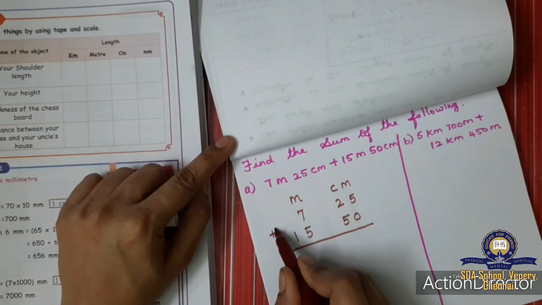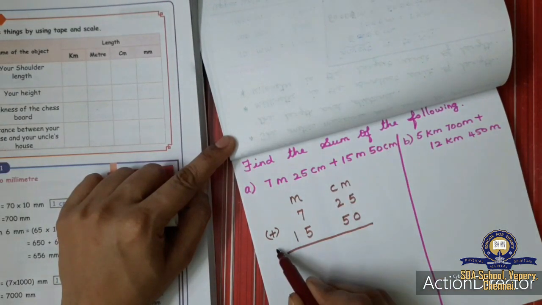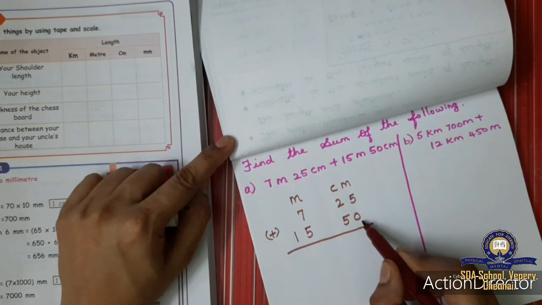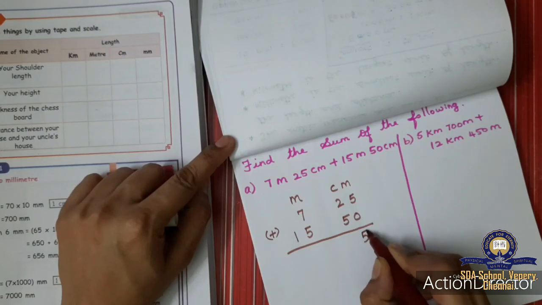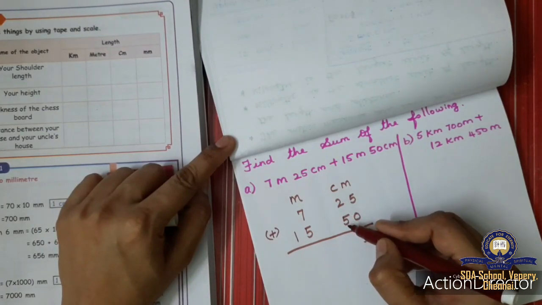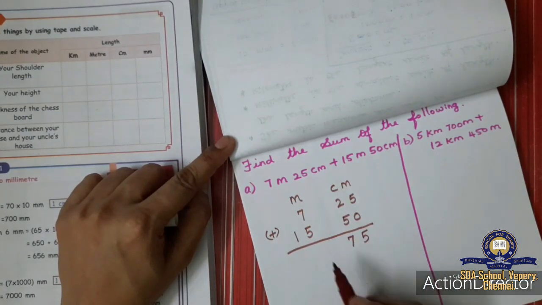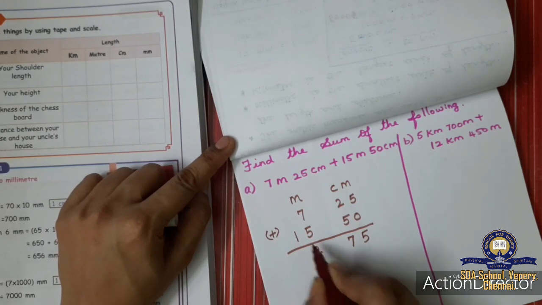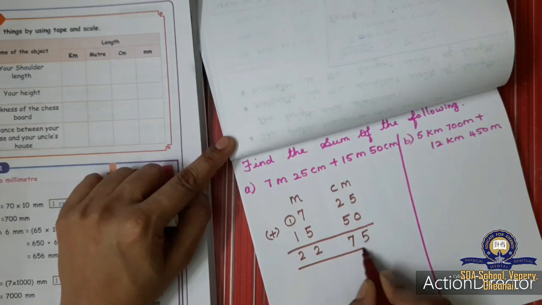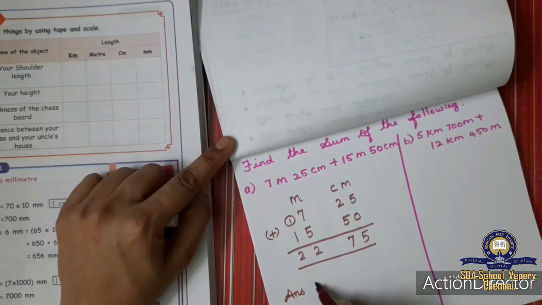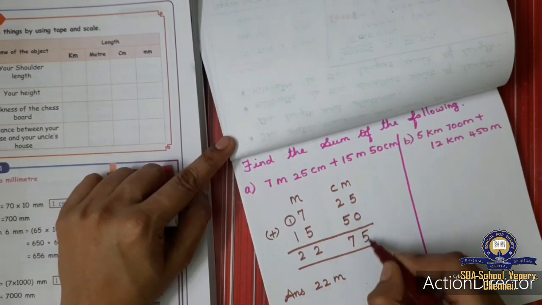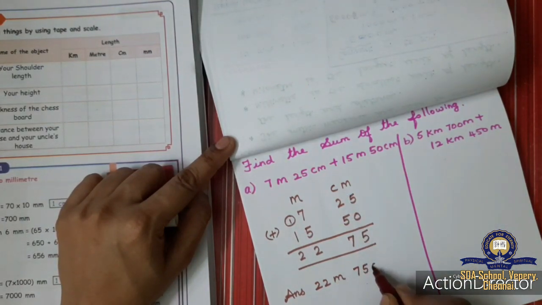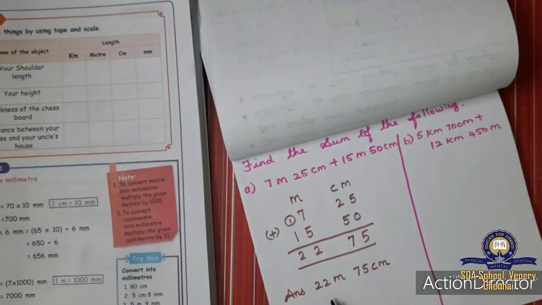So what operation are we going to do? Sum means we are going to add. 5 plus 0 is 5. Then 2 plus 5 is 7. Then 7 plus 5 is 12, 2 and 1 carry. 1 plus 1 is 2. So the answer is 22 meter and 75 centimeter. When you are writing, you have to write with the units, meter and centimeter.